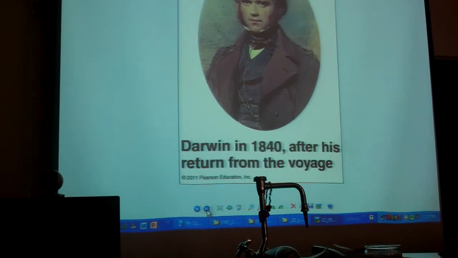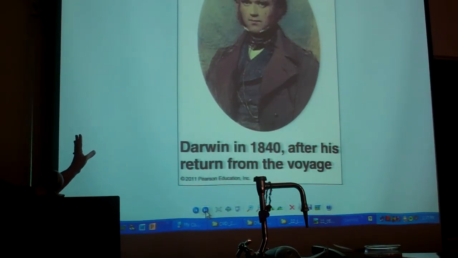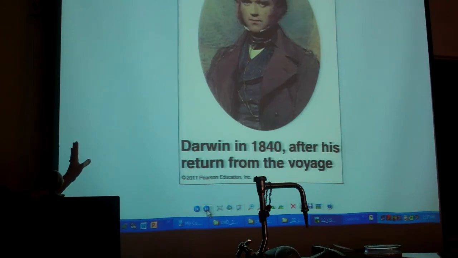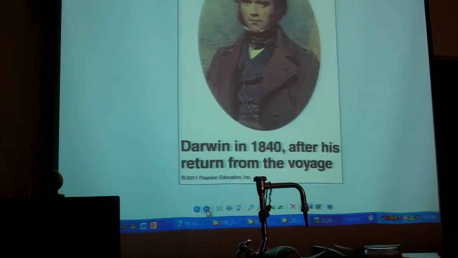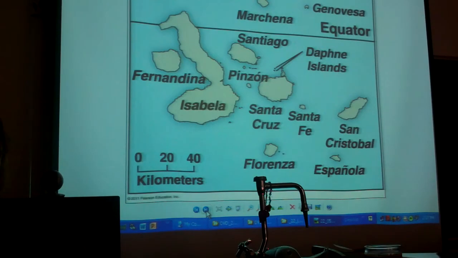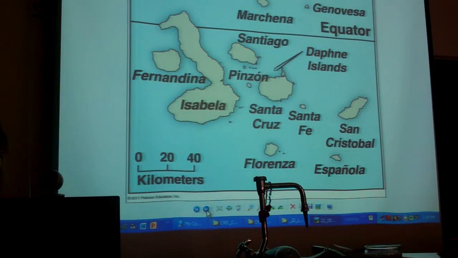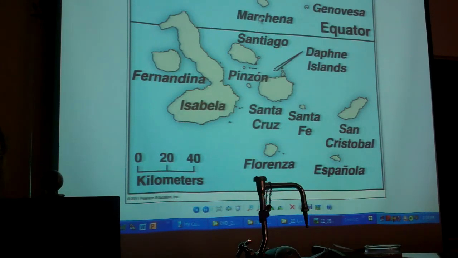Again, he was very upper class. That's a well-to-do person. He was fine wining and dining with the rich people. Very much so. And he was very, very well respected at the time, even though certain people gave him a hard time for some of the things he was saying. That's a picture of the Galapagos Islands. It's kind of neat. You have some big islands, some little islands.